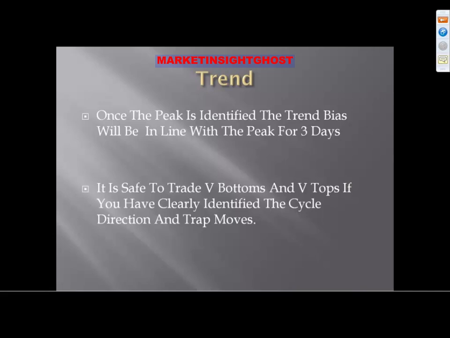Very important. It is safe to trade V bottoms and V tops if you have clearly identified the cycle direction and the trap volume move. If you see the W anchor point to the low, and it goes up, goes into consolidation, the next day if they issue a V stop hunt like they did last night, it was actually a W, but it came right back out and repeated the level as a V right at the London Open. It's safe to trade that V because you knew it was part of a multi-session W, right?